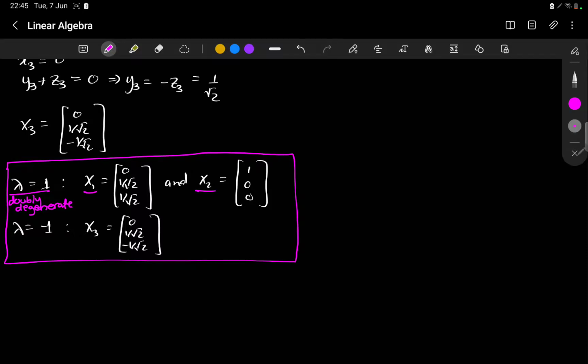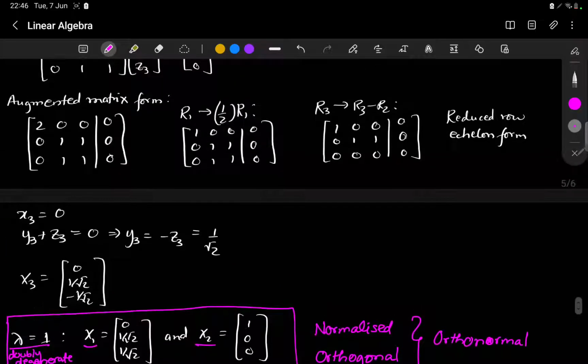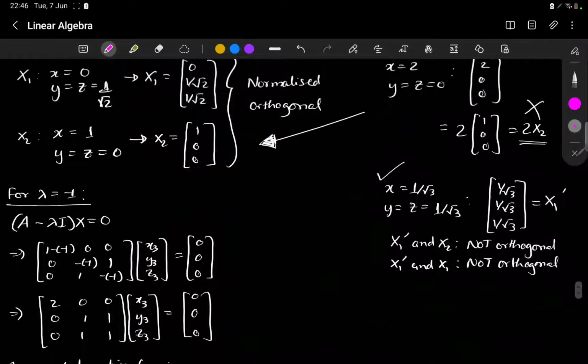Notice that all of these eigenvectors that we have are normalized and they are orthogonal to each other. So that means they are orthonormal. So normalization and orthogonality makes it orthonormal. So x1 is orthogonal to x2, x1 is orthogonal to x3, and x2 is also orthogonal to x3, and each of them are normalized. So this solves the question in which we had to find eigenvalues and eigenvectors for a given matrix.